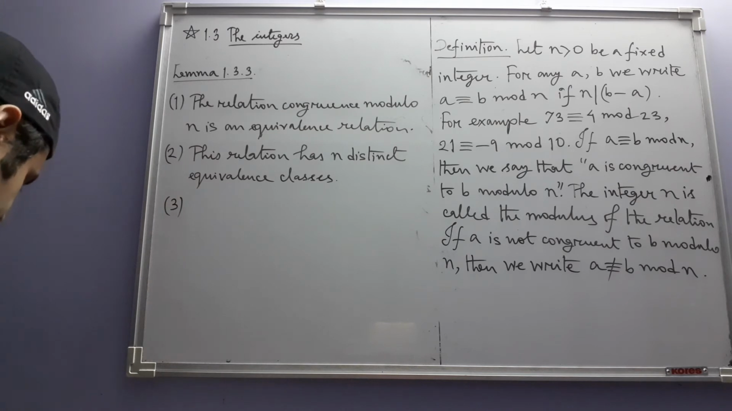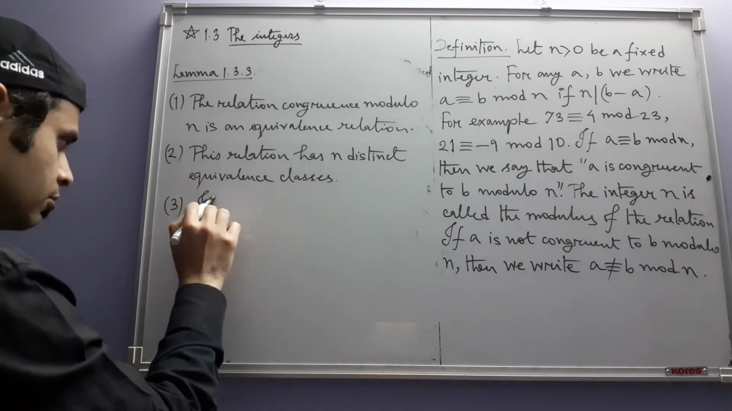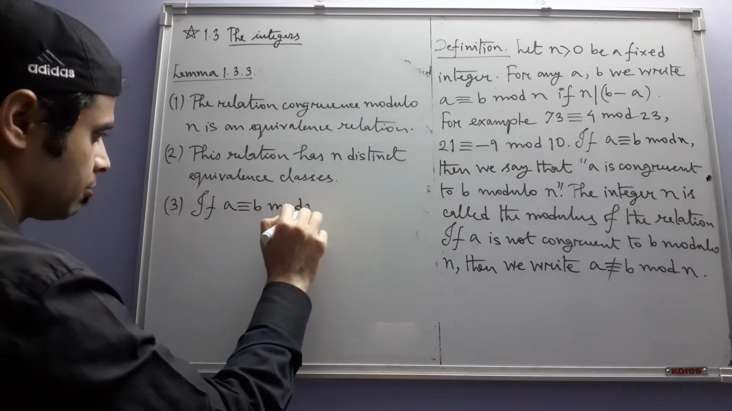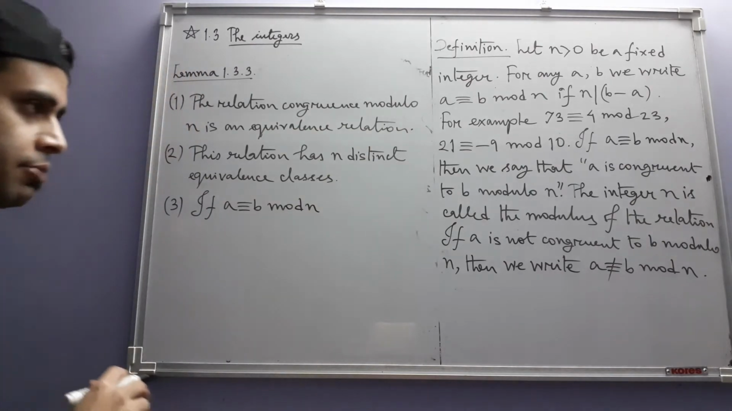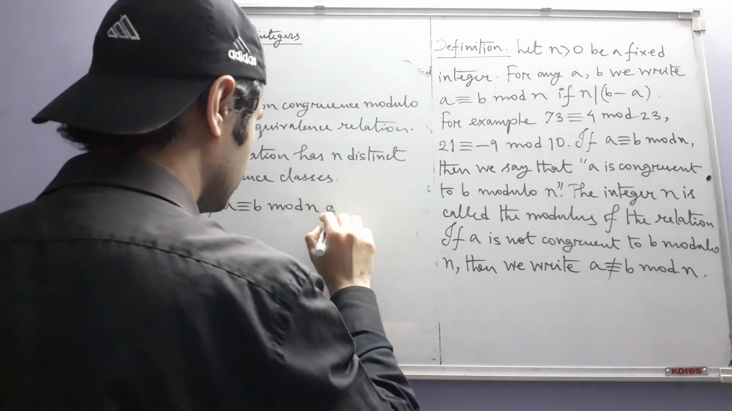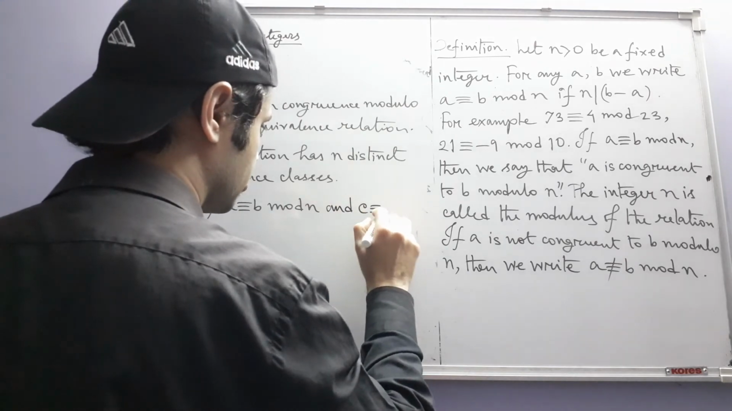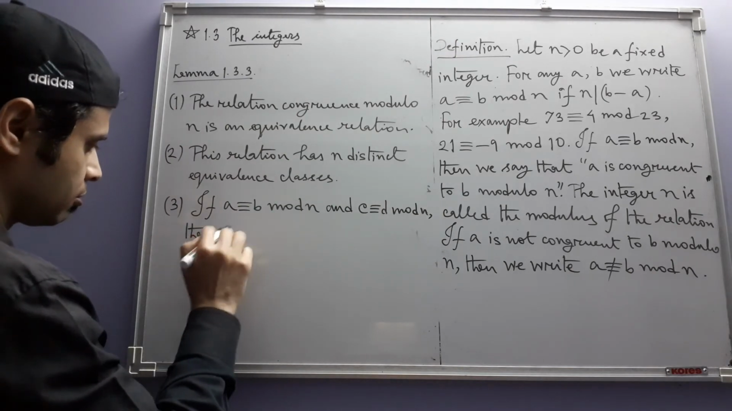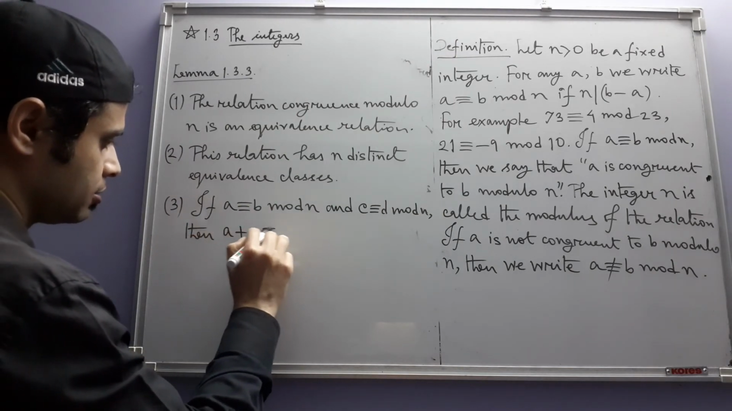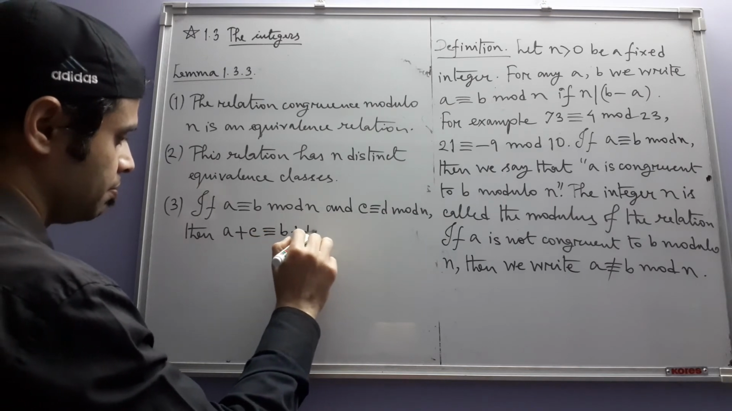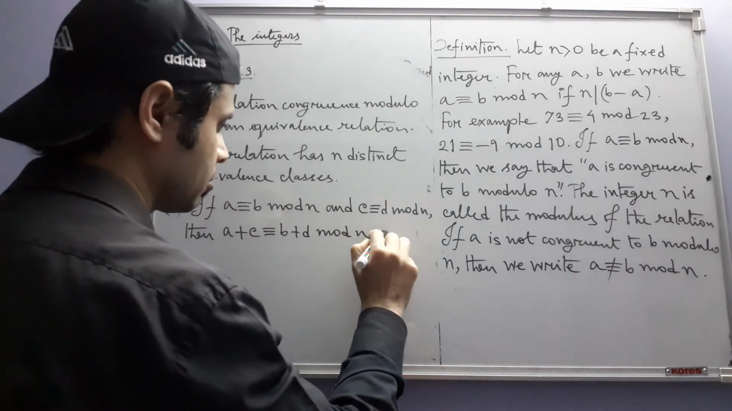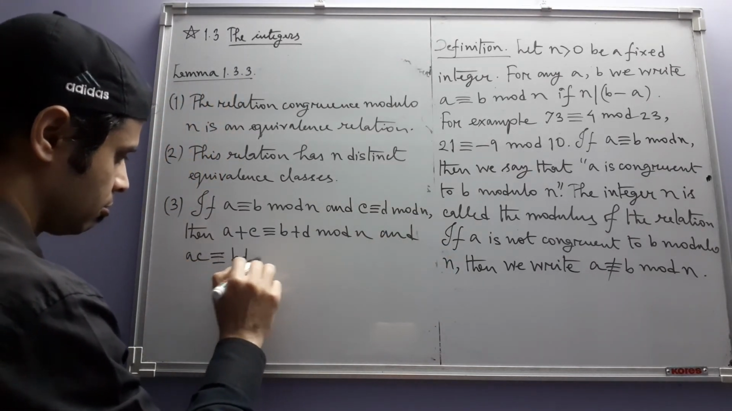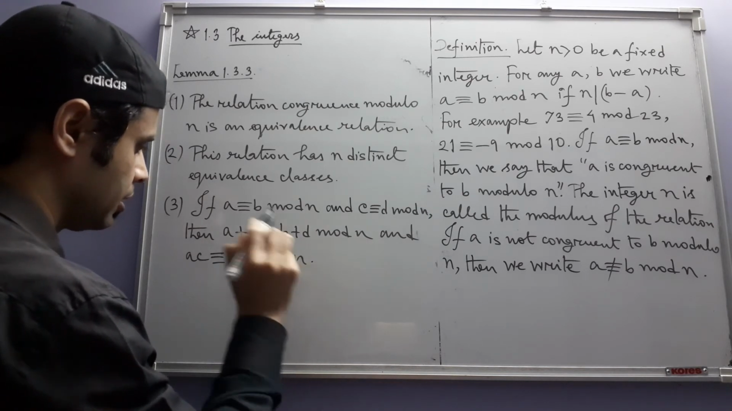Number 3: if a is congruent to b mod n (instead of saying modulo n, we sometimes say mod n), and c is congruent to d mod n, then a plus c is congruent to b plus d mod n, and ac is congruent to bd mod n.